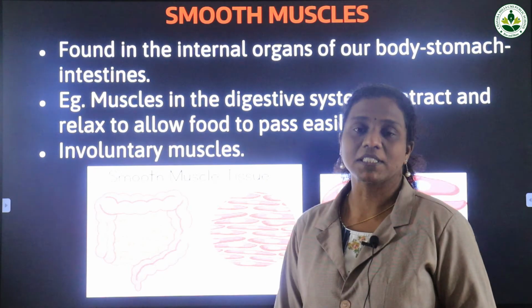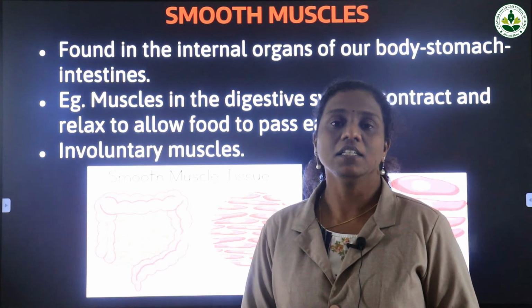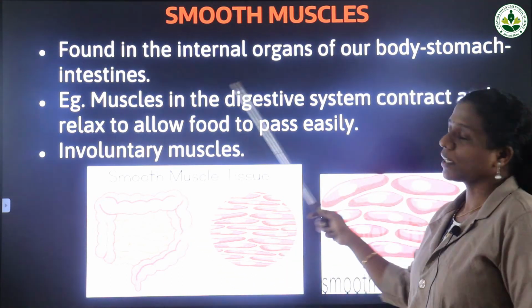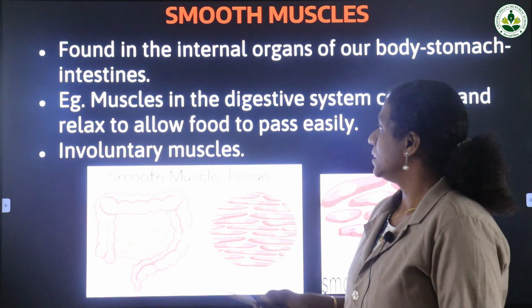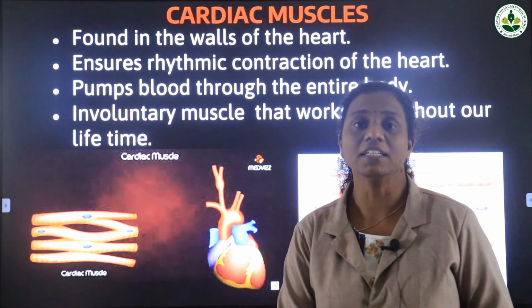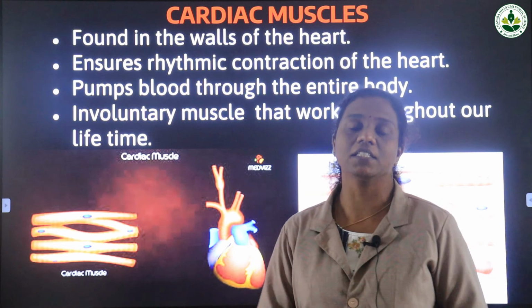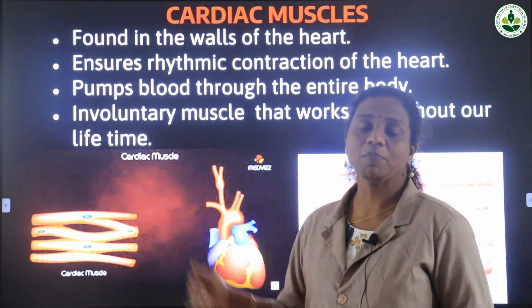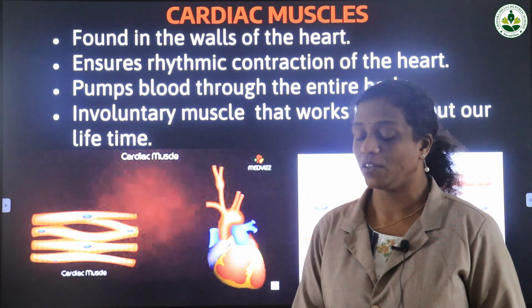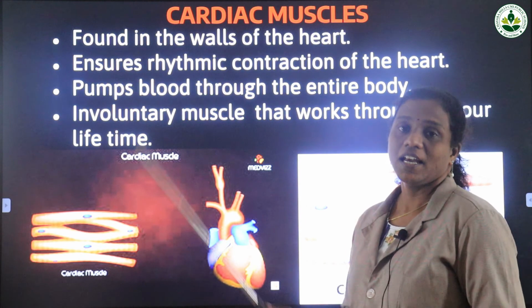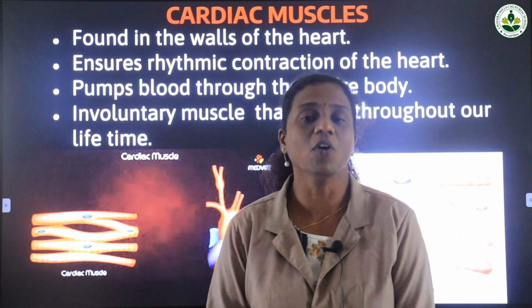Then next is smooth muscles. They are mainly seen in the internal organs, mainly stomach and intestine. They are involuntary muscles. Then last we studied cardiac muscles. They are mainly seen in the wall of the heart, and help in the pumping of blood to all parts of the body, and also ensure rhythmic contraction of the heart. It is an involuntary muscle.